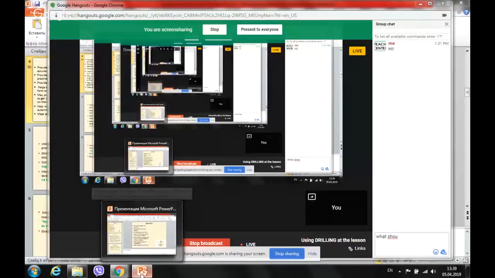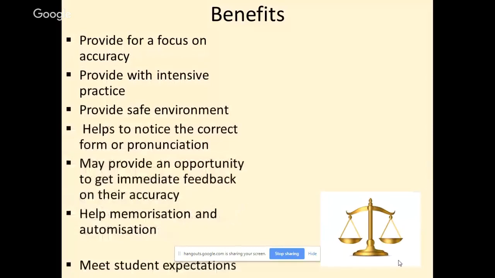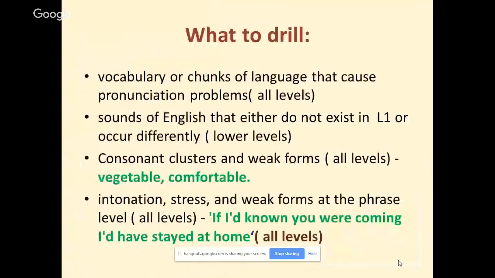Here is my presentation again. Vocabulary. You should drill vocabulary or chunks of language that cause pronunciation problems at all levels. The sounds of English that either do not exist in the first language or occur differently at lower levels. The consonant clusters and weak forms at all levels.